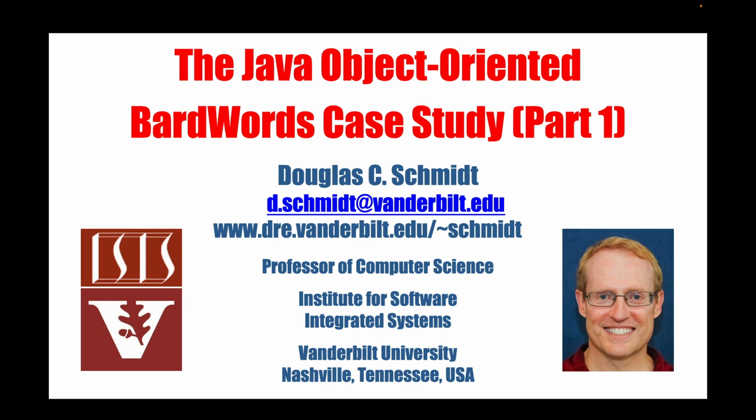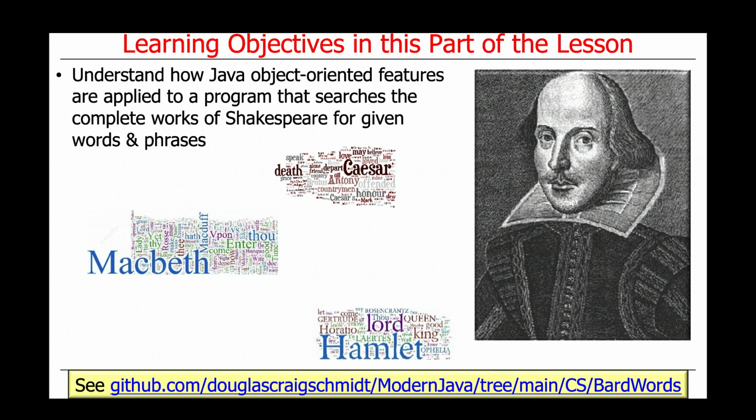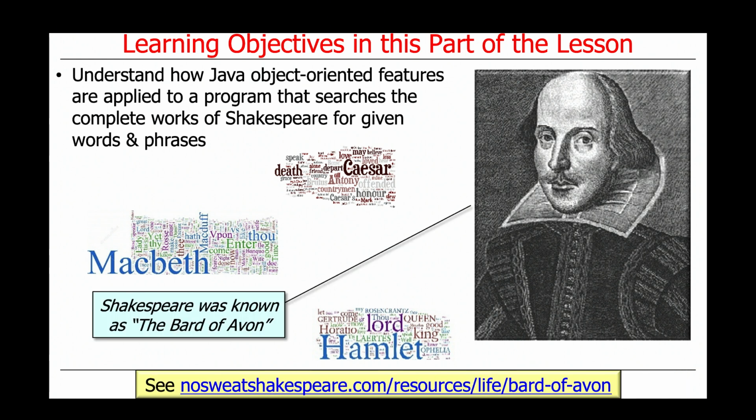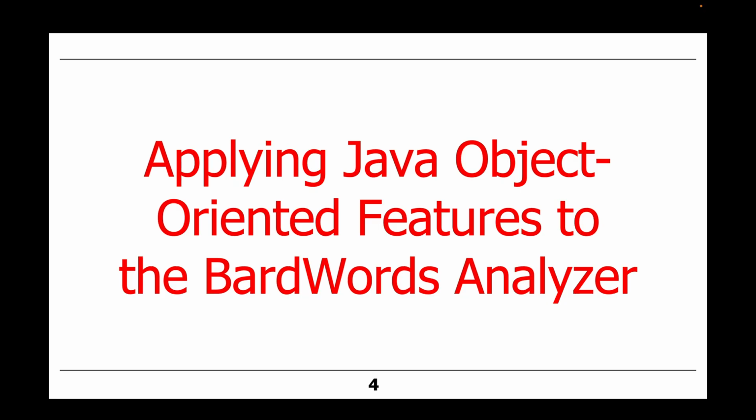We're now going to begin our examination of the BardWords case study. This case study will show how Java's object-oriented features can be applied to a program that searches the complete works of Shakespeare for given words and phrases. We call this program BardWords since William Shakespeare was known as the Bard of Avon. We'll begin by giving an overview of the analyzer portion of the BardWords case study.